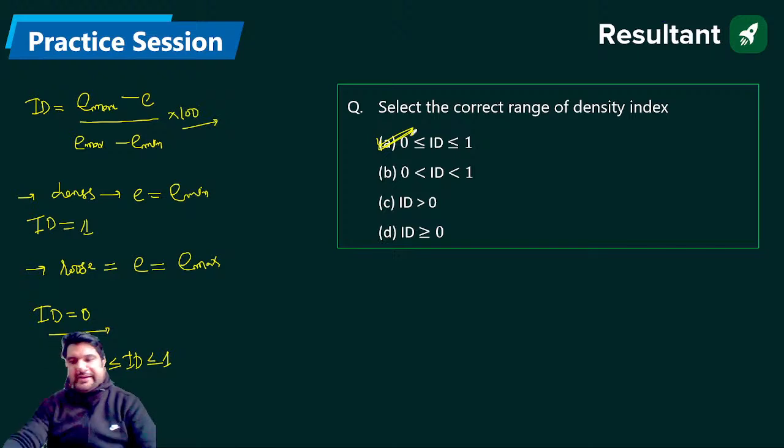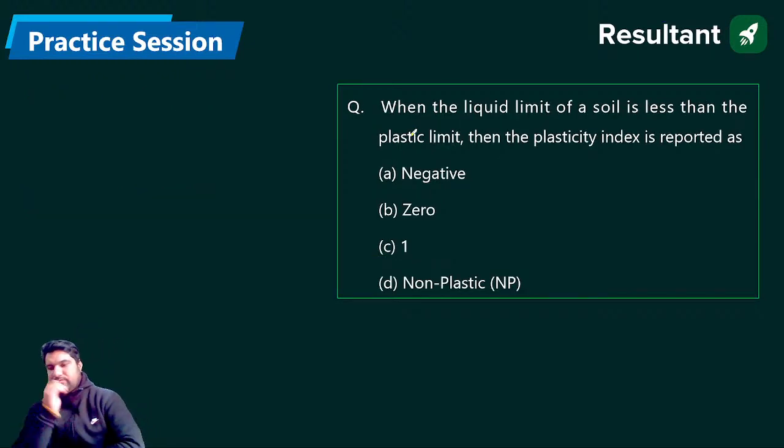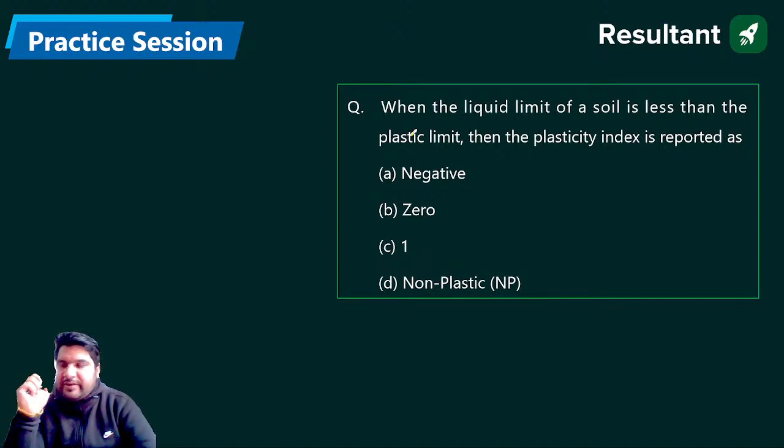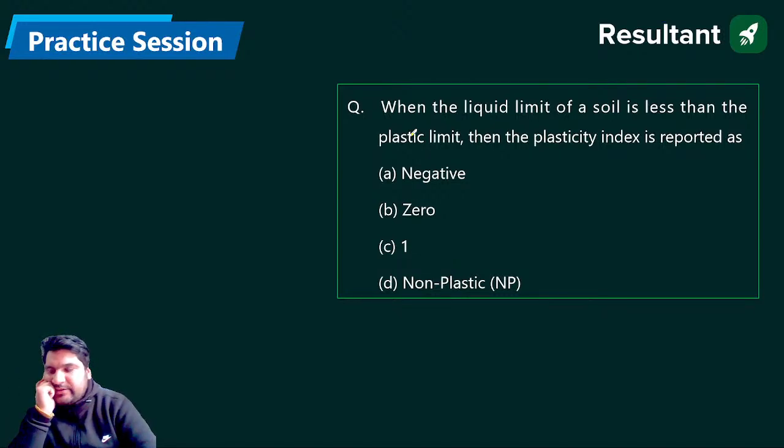Okay, next question on your screen. When the liquid limit of the soil is less than the plastic limit, then the plastic index is reported as... B is the answer.